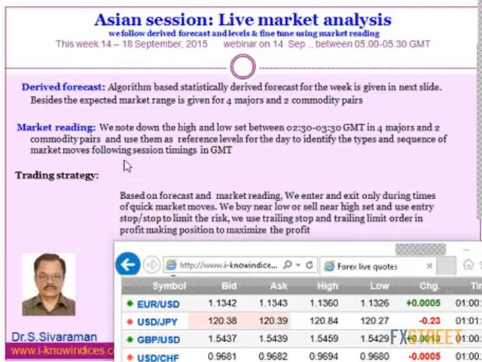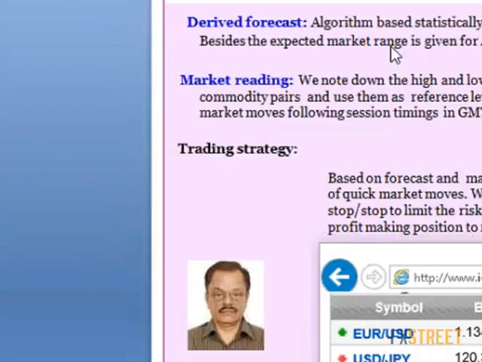And also I'll do the market reading and explain to you what could be the possible moves during the day based on the market news study. Besides, I'll also briefly touch upon the trading strategy, how exactly we can use the hedging to limit the risk and maximize the profit. So we will go to the forecast to start with.